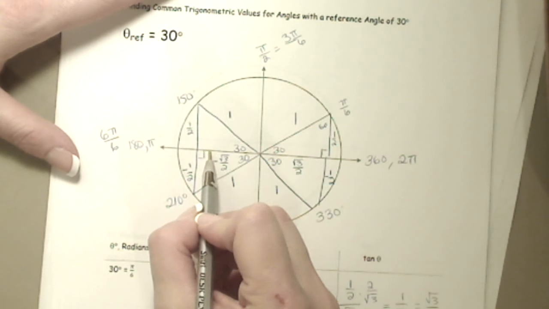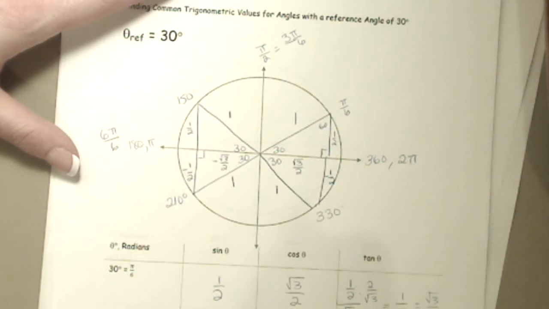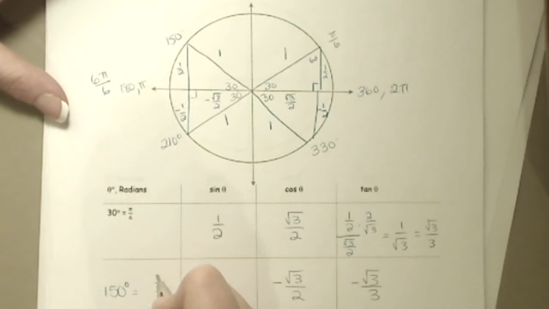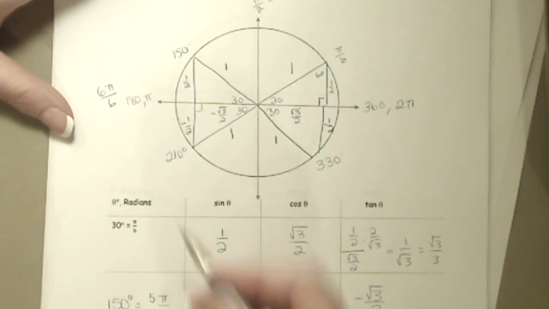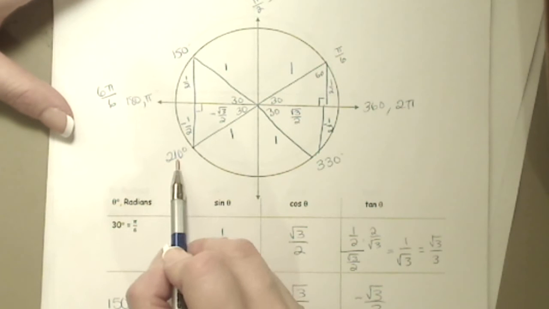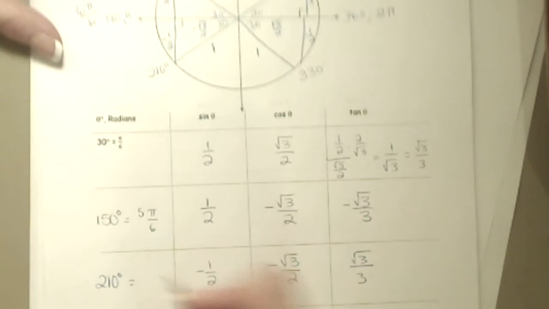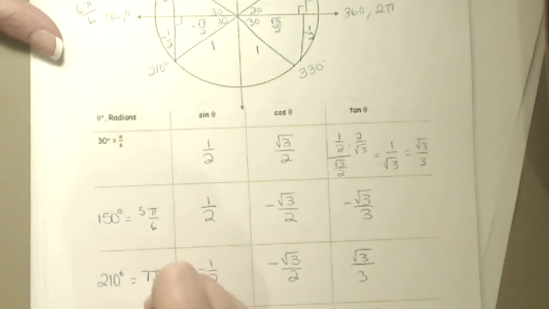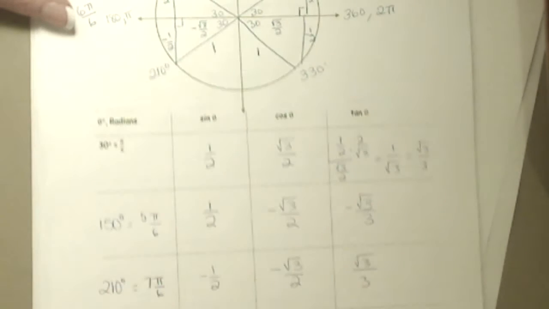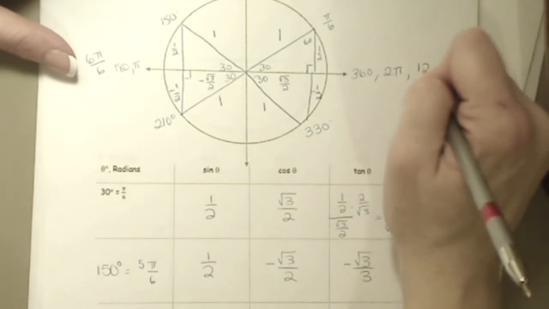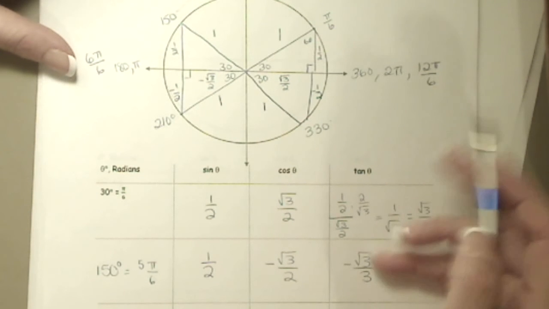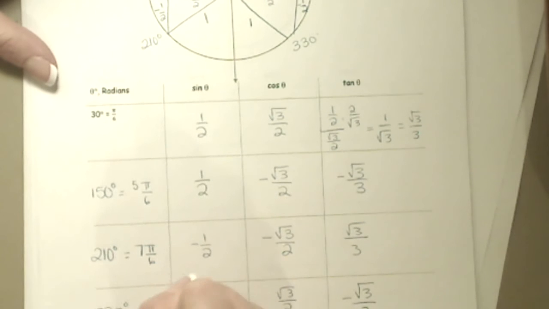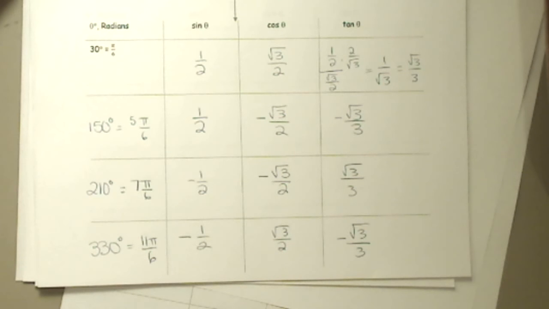So if we take away a pi over 6, that means that 150 is 5 pi over 6. 210 is going to be 6 pi over 6 plus another pi over 6, another 30 degrees. That's going to make it 7 pi over 6. And then 360, which is 2 pi, which is 12 pi over 6. If we take away 1 pi over 6, that means it's 11 pi over 6. So these are all our trigonometric values in simplest radical form for reference angles of 30.